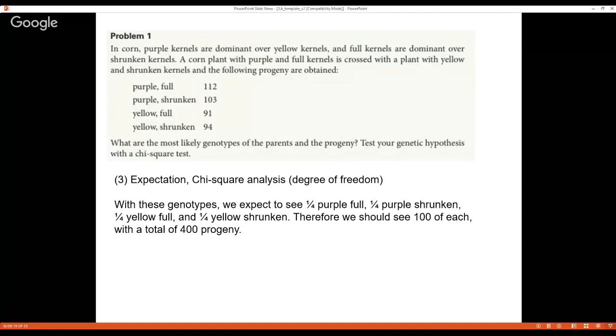And then for the next part, it's wanting our expectation in the chi-square analysis, which means the degrees of freedom. And with these progeny, we expect to see 1/4 purple full, 1/4 purple shrunken, 1/4 yellow full, and 1/4 yellow shrunken. And so therefore we should see 100 of each with a total of 400 progeny.